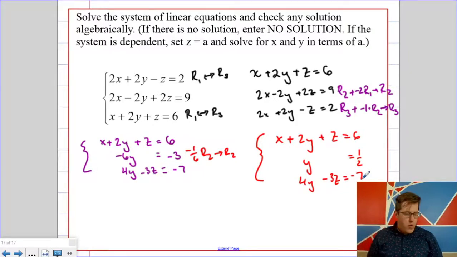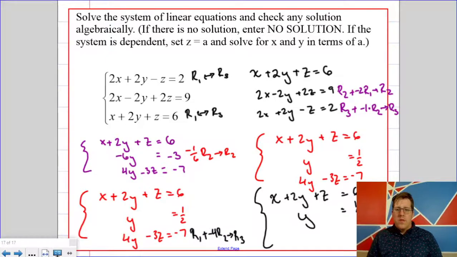Okay, now I'm going to try to eliminate the y's in the bottom equation. So the way that I could do that is I could remove 4 of the second equation from the third equation. Okay, so here I've got a tip for you.